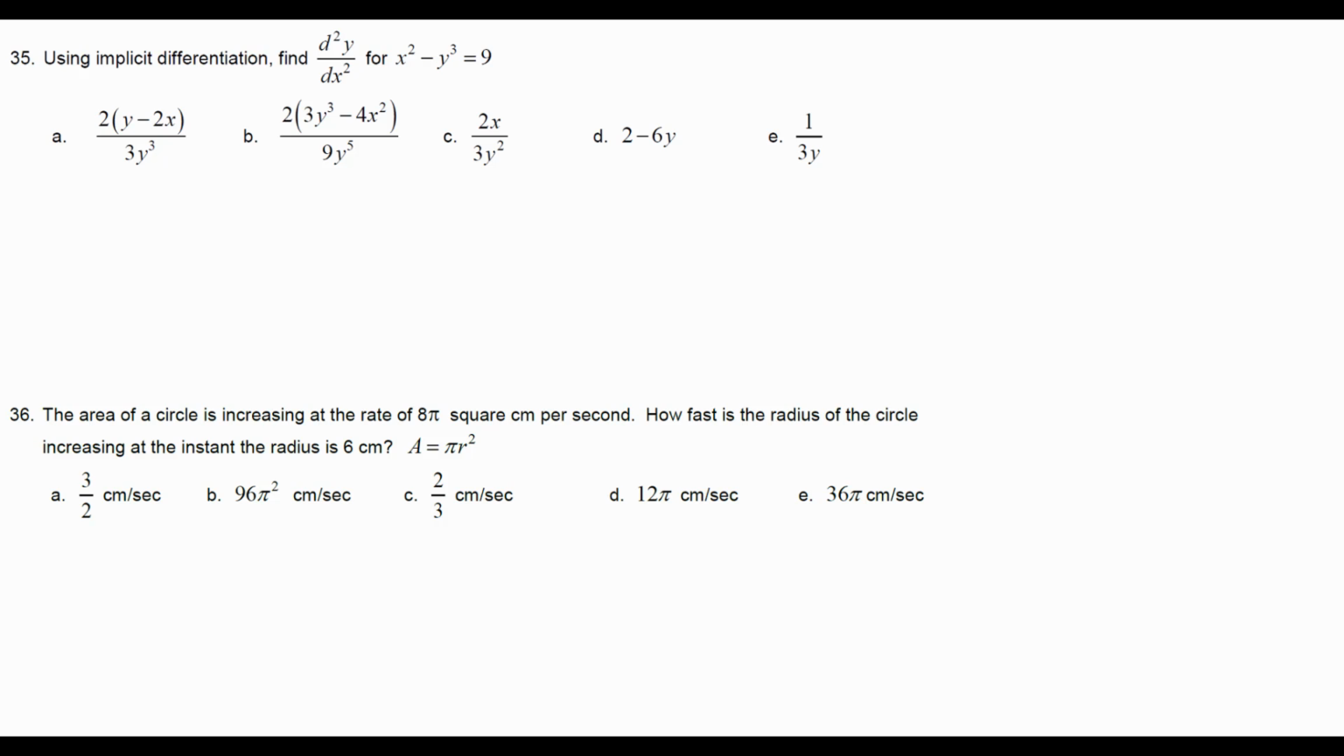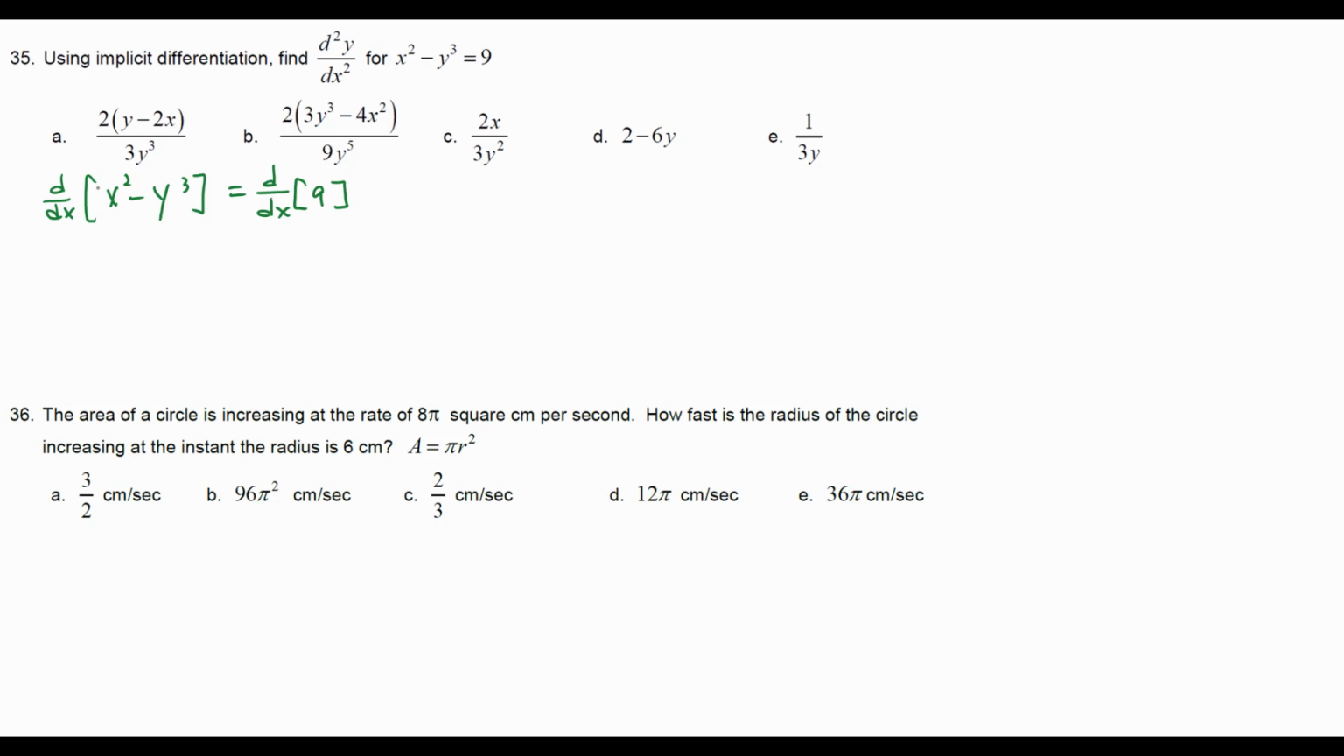Number 35. Using implicit differentiation, find d squared y over dx squared for x squared minus y cubed equal 9. So let's first find dy/dx. So to do the implicit differentiation, we take the derivative with respect to x both sides. So d/dx of x squared minus y cubed equal d/dx of 9.